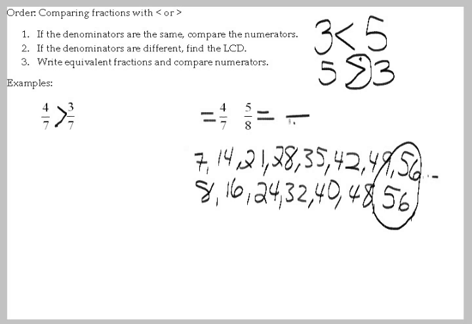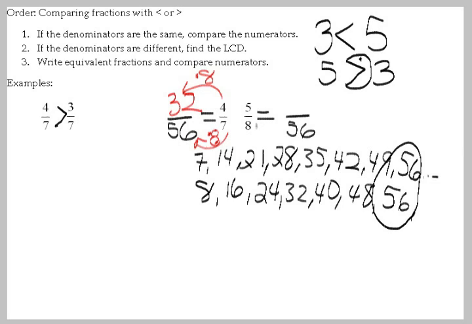So we're going to write equivalent fractions with 56 as the new denominator. So then we take a look and convert from sevenths to 56. Well, what are we multiplying 7 by to get 56? We're multiplying by 8. So we're going to be multiplying by 8 for the numerator. Essentially, we're multiplying by 8 over 8. 4 times 8 is 32.